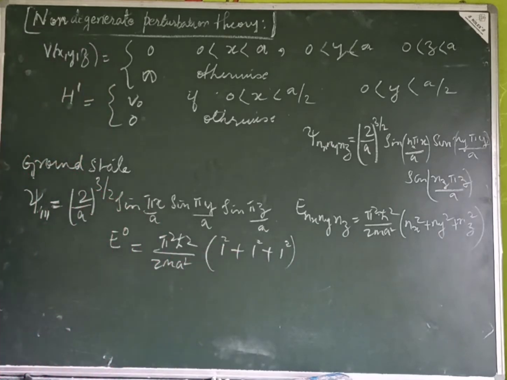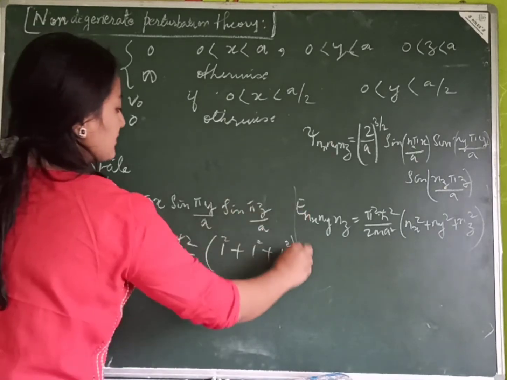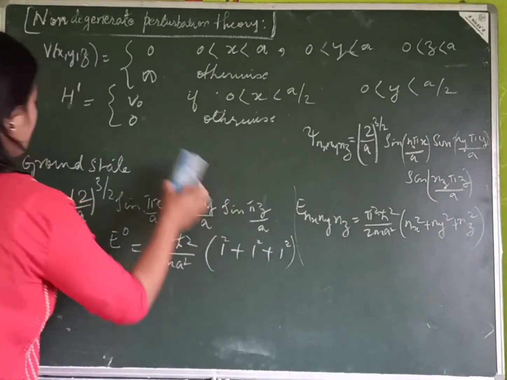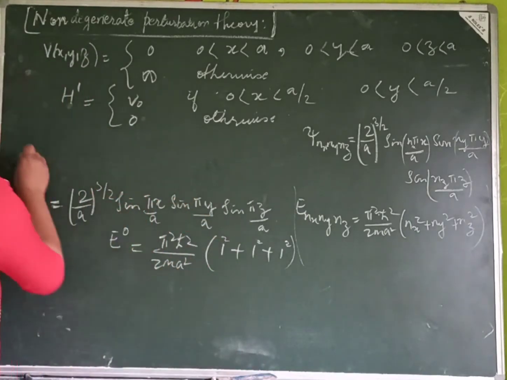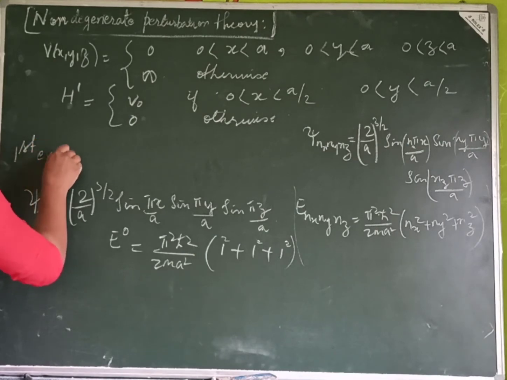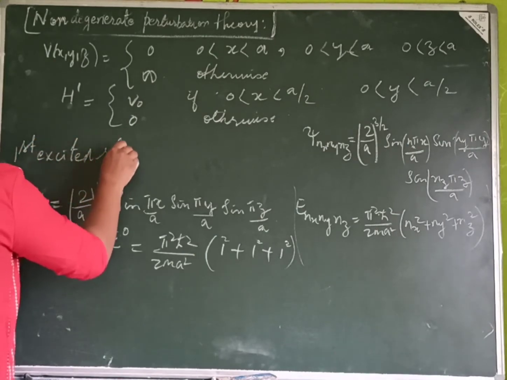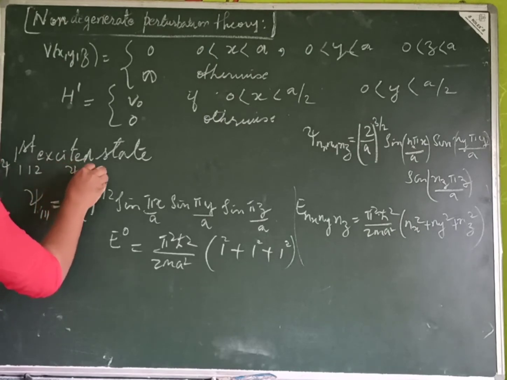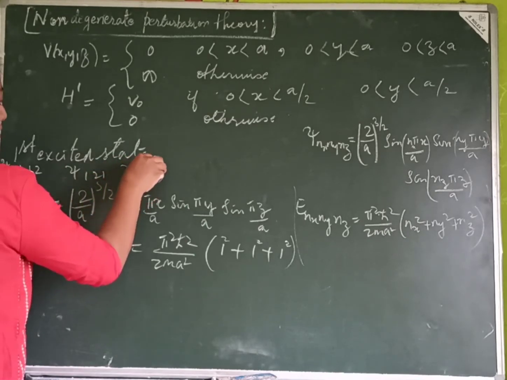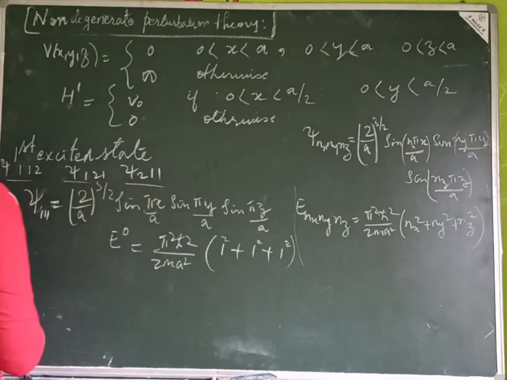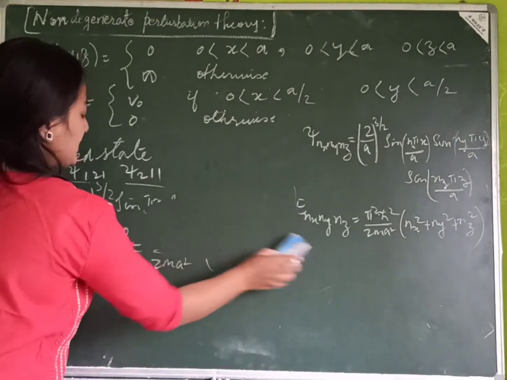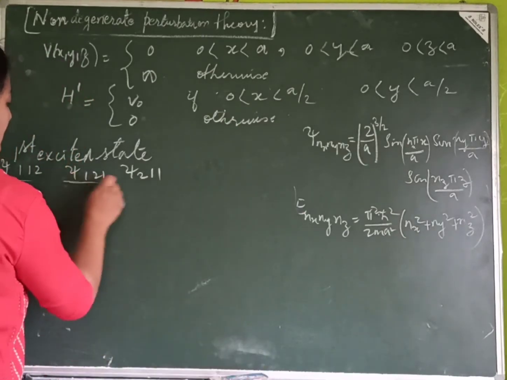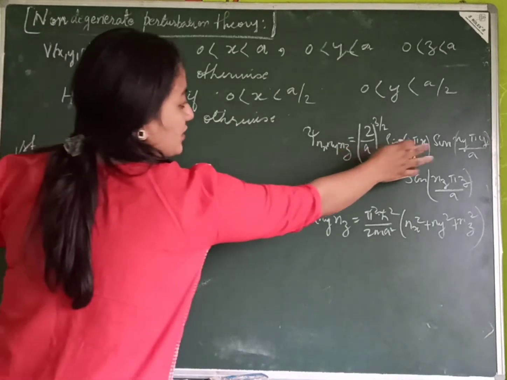So it is 3π²ħ² by 2ma². This is for your ground state. But if I am doing it for your first excited state, the same thing I am doing for the first excited state, which is ψ112, ψ121 and ψ211. So three different states will have correspondingly three different terms, and these terms are going to differ accordingly.